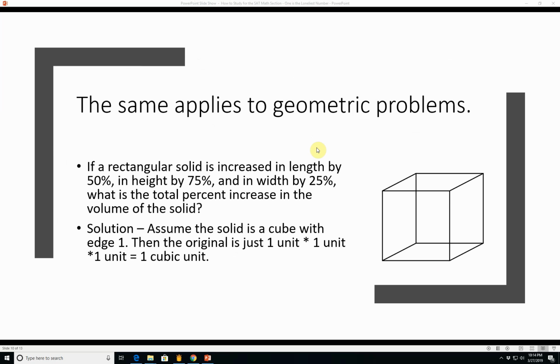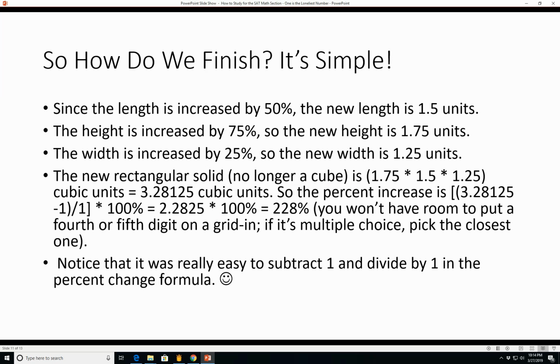All right, so the same applies to geometric problems. If a rectangular solid is increased in length by 50%, in height by 75%, and in width by 25%, what is the total percent increase in the volume of the solid? Solution. Assume the solid is a cube with edge 1. Then the original is just 1 unit times 1 unit times 1 unit, which is equal to 1 cubic unit. So how do we finish?